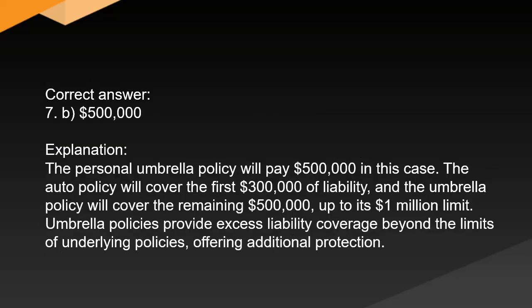Correct answer. B. $500,000. Explanation. The personal umbrella policy will pay $500,000 in this case. The auto policy will cover the first $300,000 of liability, and the umbrella policy will cover the remaining $500,000 up to its $1 million limit. Umbrella policies provide excess liability coverage beyond the limits of underlying policies, offering additional protection.